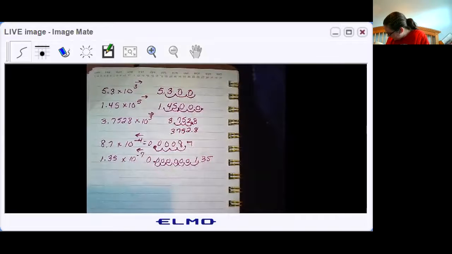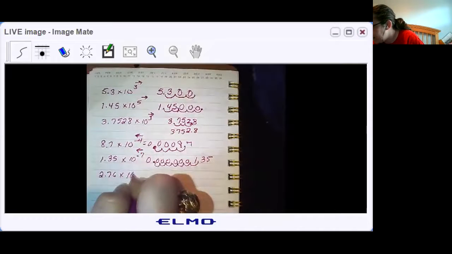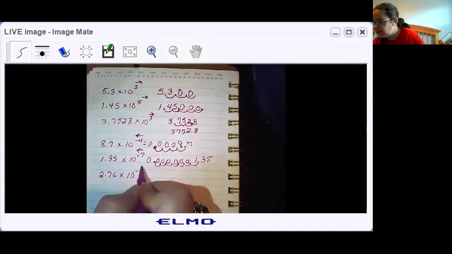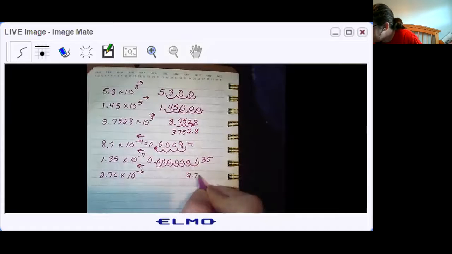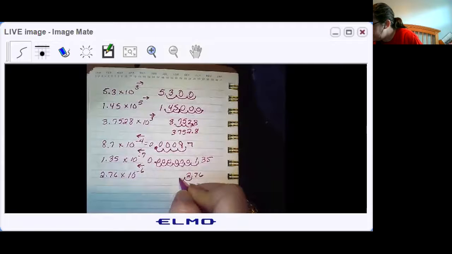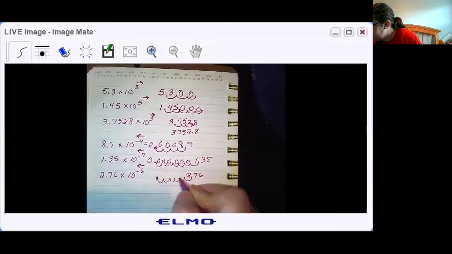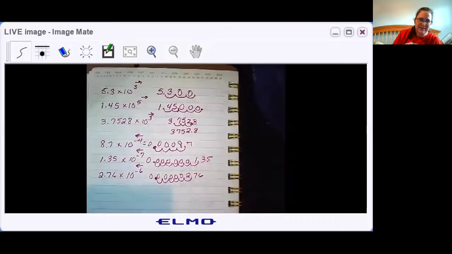So let's see, let's try another one. 2.76 times 10 to the negative 6th. Negative exponent means we're sliding to the left. So now we've got 2.76, and we need to take our decimal and we slide it 6 to the left. 1, 2, 3, 4, 5, 6. That means I got to fill in these 5 empty loops with zeros. Okay? And it's always awkward writing backwards, as you can see.